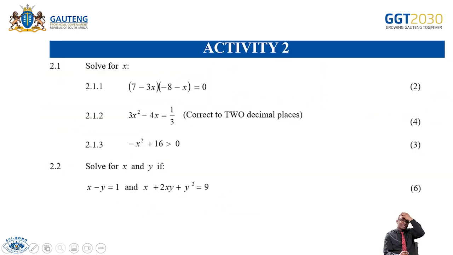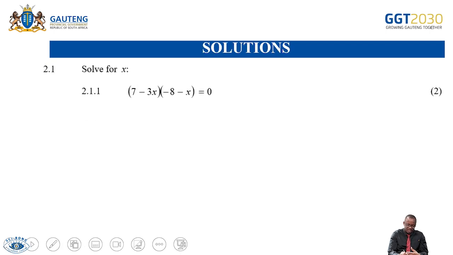So now let's look at activity number 2. In activity number 2, good people, it's another way of asking questions of solve for x in question 1, paper 1. Correct? Now, it's solve for x. The style is different, but we use the same technique and the same methods of answering this type of questions. So now, without any waste of time, let's look at question 2.1.1.